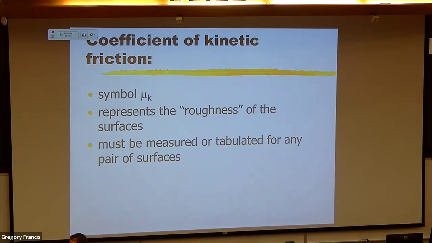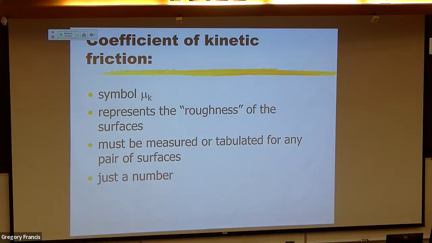And there are big, huge volumes filled with these coefficients. Yes, or you will be asked to figure it out from the information that's given, but you'll never have to look it up in a table. And it's just a pure number.